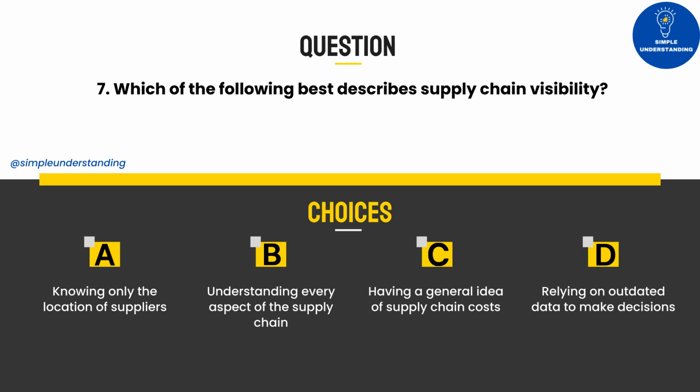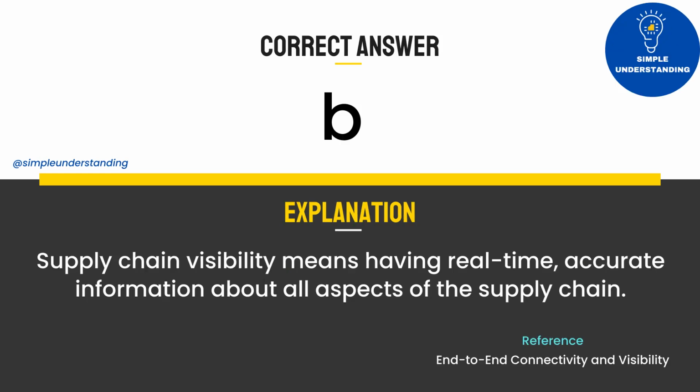7. Which of the following best describes supply chain visibility? A. Knowing only the location of suppliers. B. Understanding every aspect of the supply chain. C. Having a general idea of supply chain costs. D. Relying on outdated data to make decisions. Correct answer: B. Explanation: Supply chain visibility means having real-time, accurate information about all aspects of the supply chain.